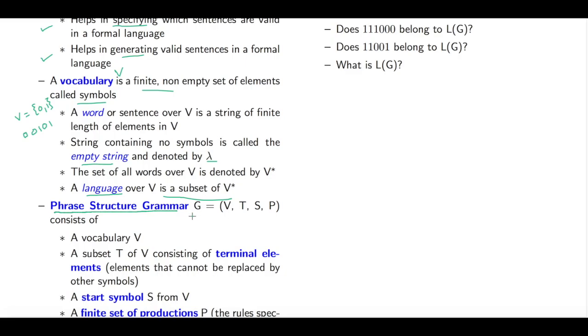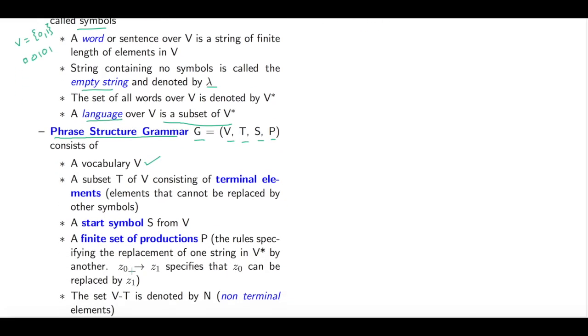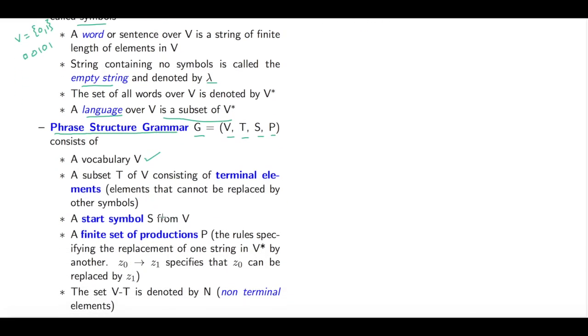Okay, so a phrase structure grammar has four parts. It is denoted by G, and it has a set V, a set T, a symbol S, and some rules P. Okay, so it has a vocabulary V, which we have already defined. And T is a subset of V containing terminal elements. Terminal elements means which cannot be replaced by other symbols. And then we have S, which is a start symbol from V. So it must have a start symbol.